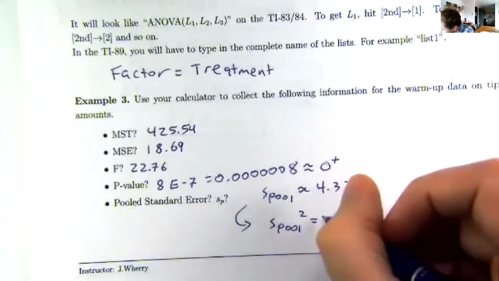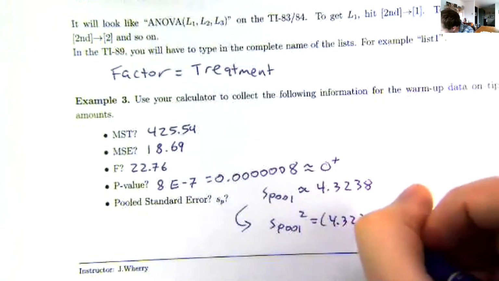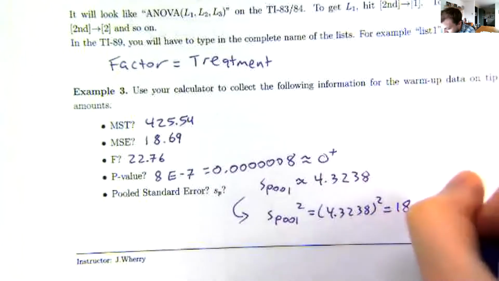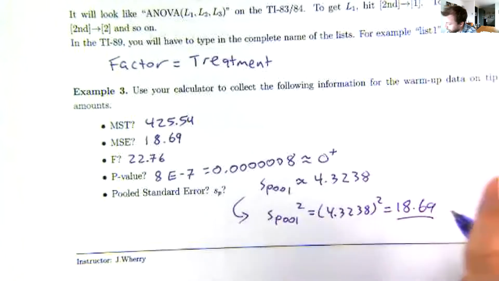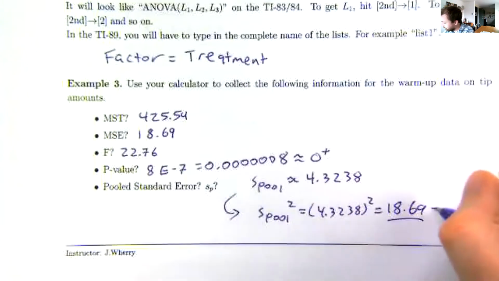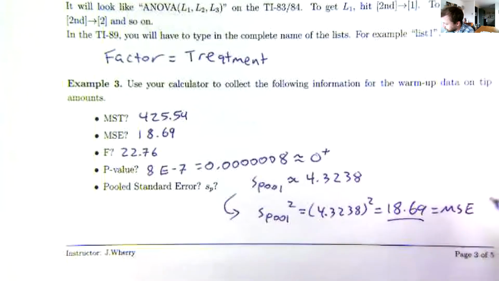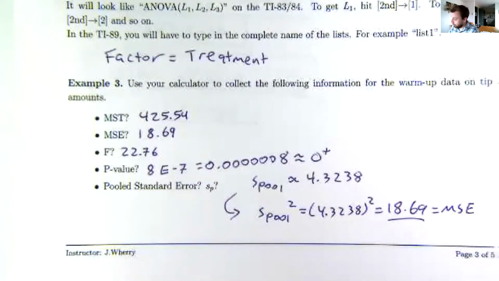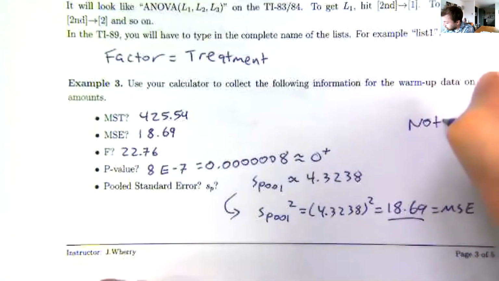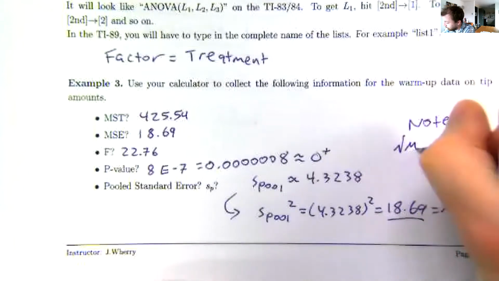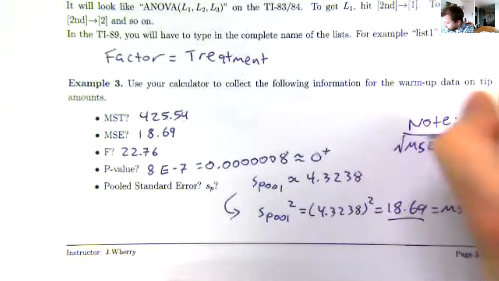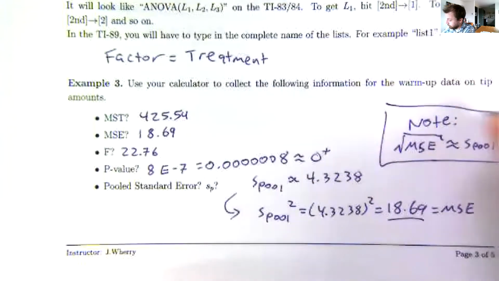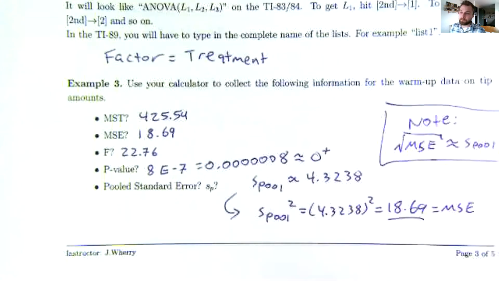This gives me, when I square 4.3238, 18.69 or so, which a quick verify is giving me the MSE. So when your calculator is giving you the pooled standard error, one way you can double check this is the square root of the mean square of your errors should roughly be what your standard deviation looks like for the entirety of your set.